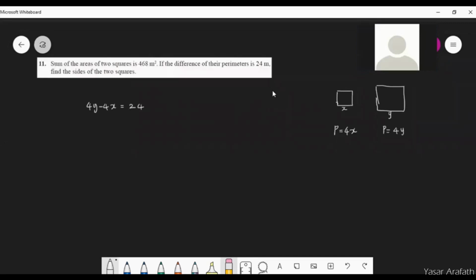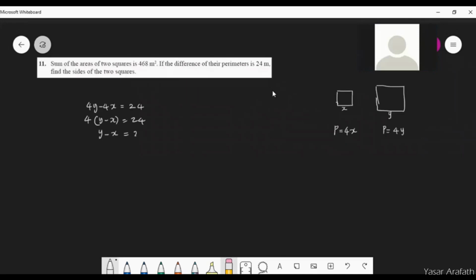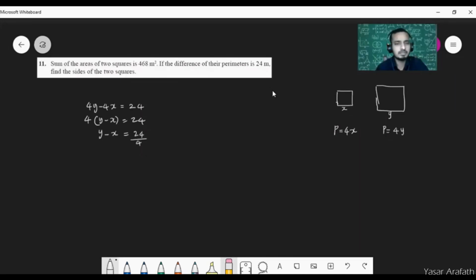You can take 4 common. So 4 taken outside, 4 into (y minus x) is equal to 24. So what will be y minus x? 24 by 4 is 6. So y minus x is equal to 6.